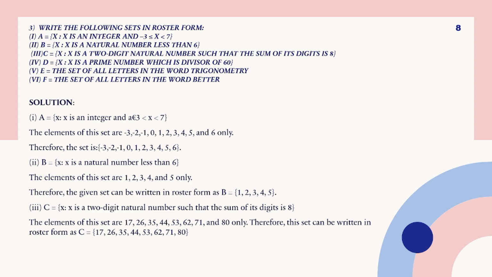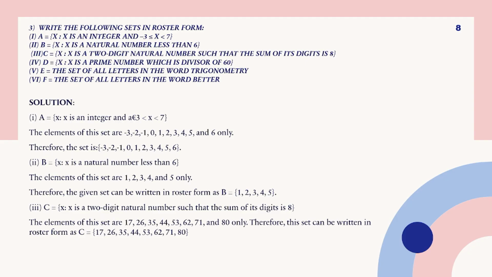Now let's discuss the third question. Write the following sets in roster form. As we had seen, roster form is the form that is represented in a set, separated by commas. Now we have to write all these given set builder forms in roster form. A is {x : x is an integer and x is less than or equal to minus 3}.